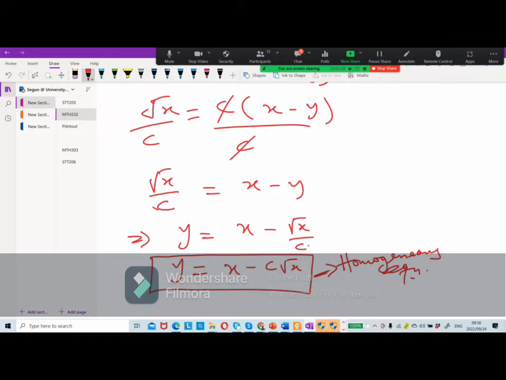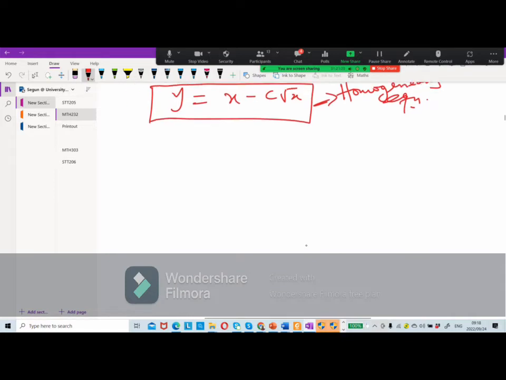Okay, now let's look at this one. Let's say number 4 or number 3. I can't remember. So we have the y is what? Example 3. dy/dx equals x squared plus y squared over xy.